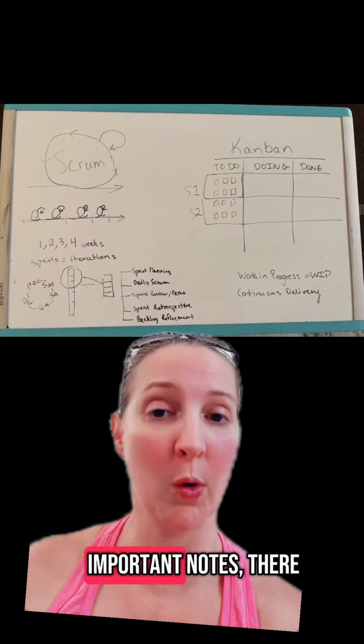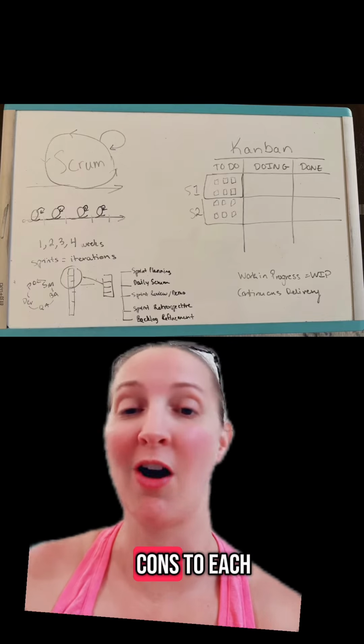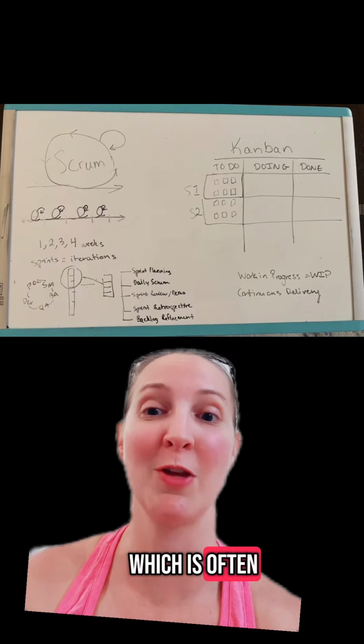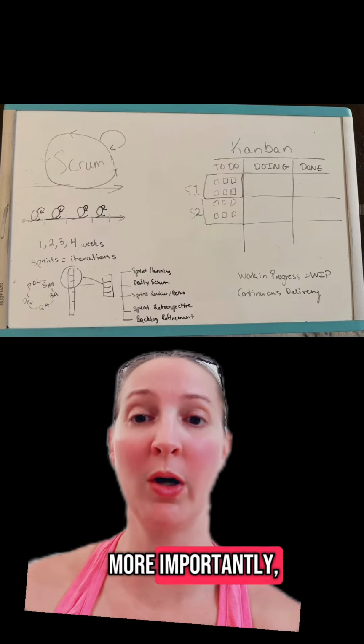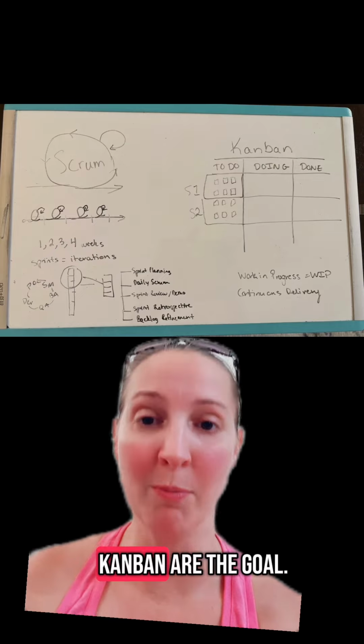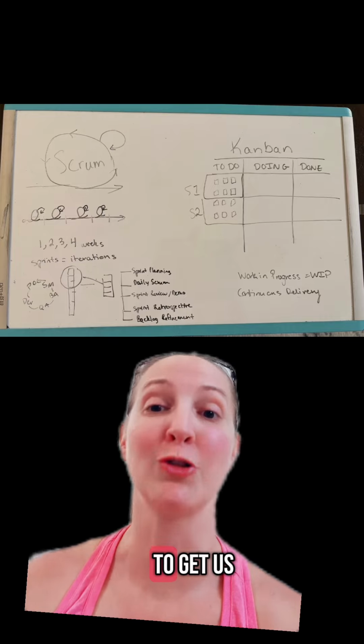A few other important notes. There are pros and cons to each one of these, which is often why people choose a little bit of both. Notice Scrumban. More importantly, neither Scrum nor Kanban are the goal. They are how to get us to the goal.